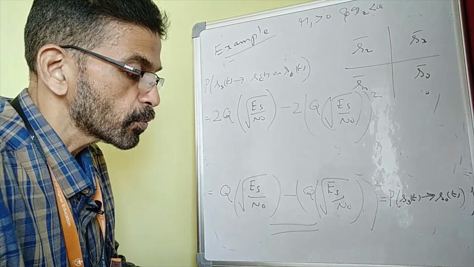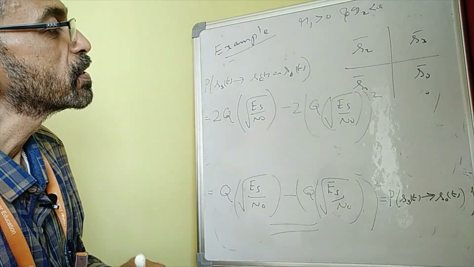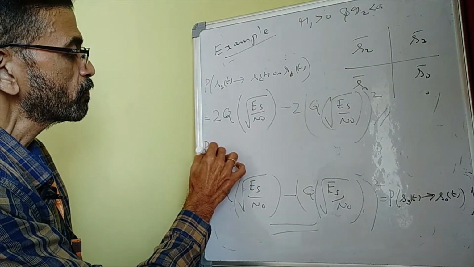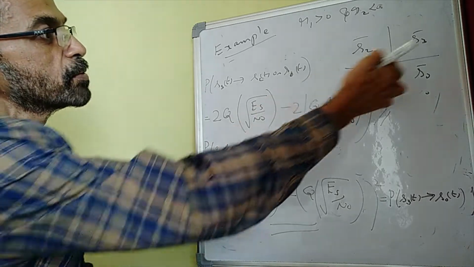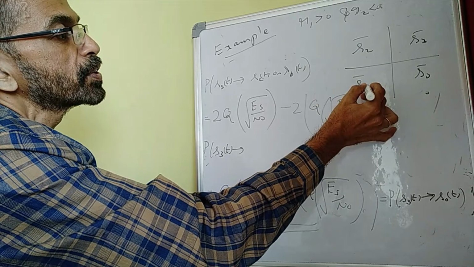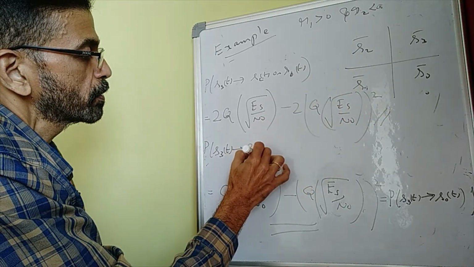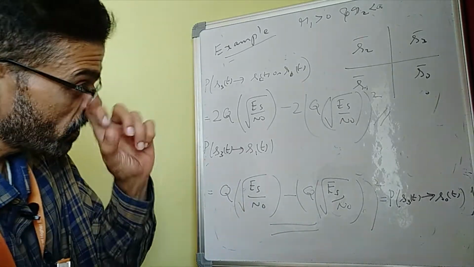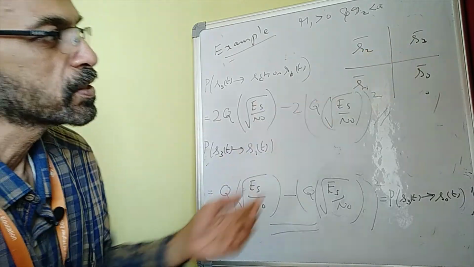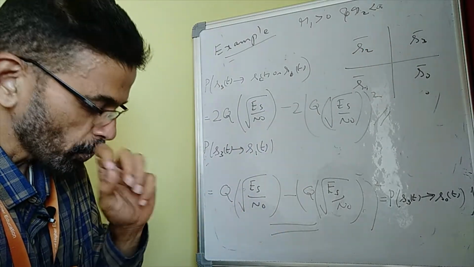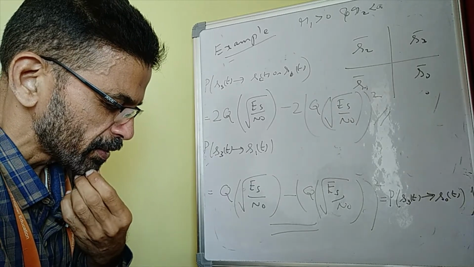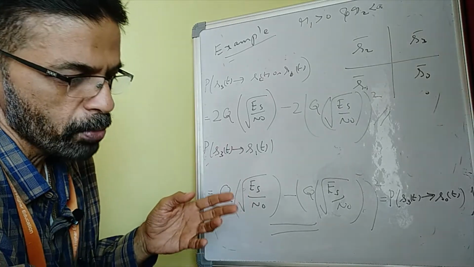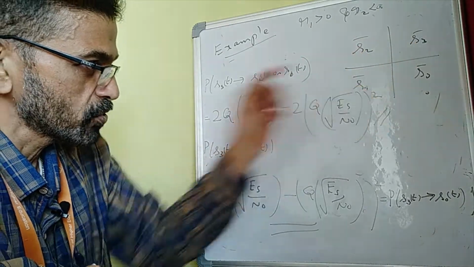Now remember this result, and from this we can also find the probability of S3T being detected as S1T. What is the probability of S3T being detected as S1T? That can also be found from this, because if you have S3T, you either detect it as S0T, S2T or S1T.